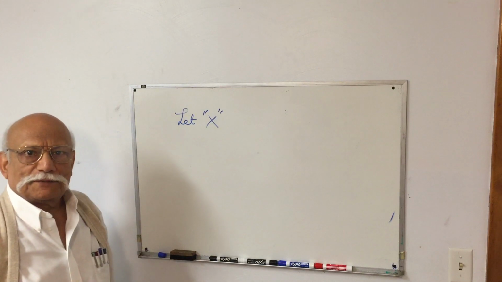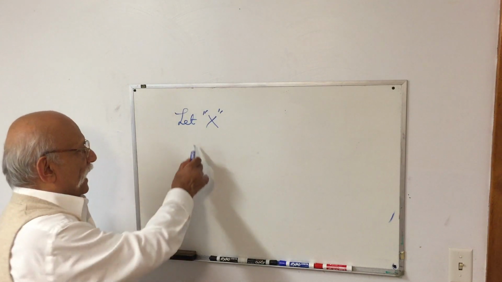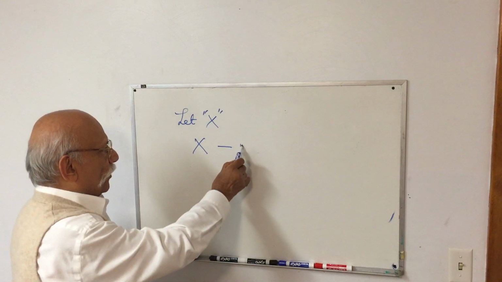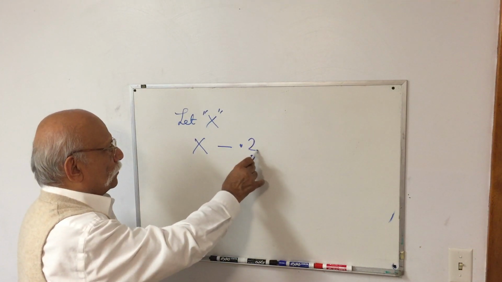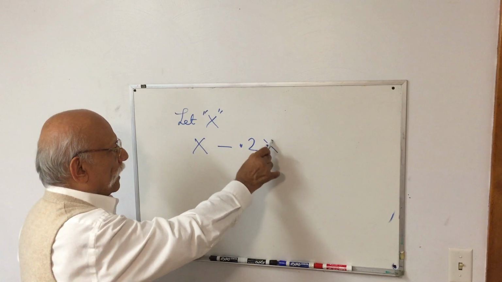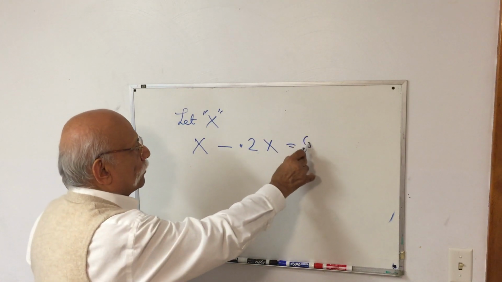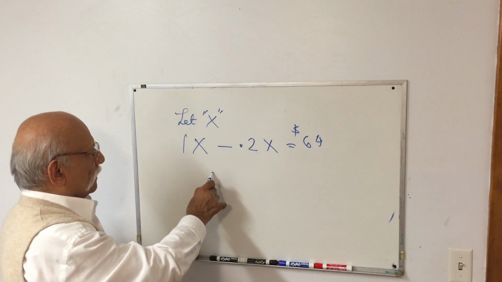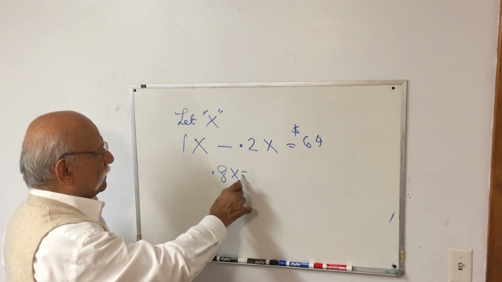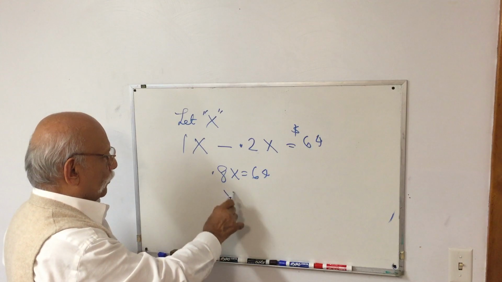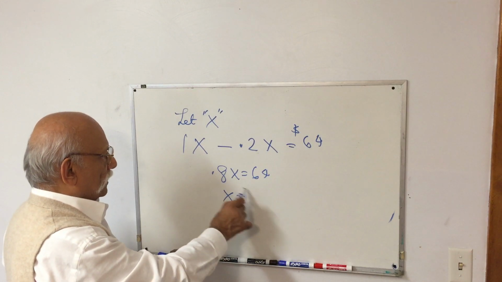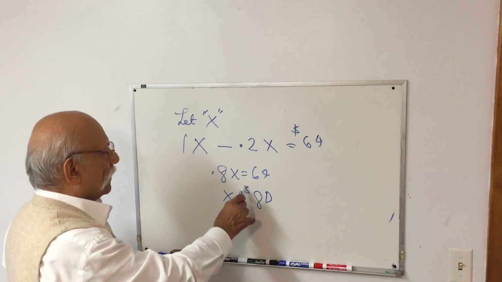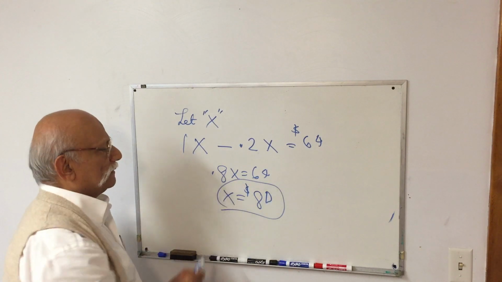Unlike the dinner and the tip problem, it will be X minus 20%, which is 0.2X, equal to $64. So this is 1X. So that gives you 0.8X is equal to 64. Therefore, X is equal to what? 64 divided by 0.8, which is, I think, $80. So the original price is 80.